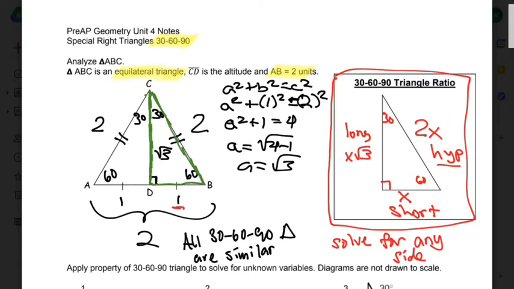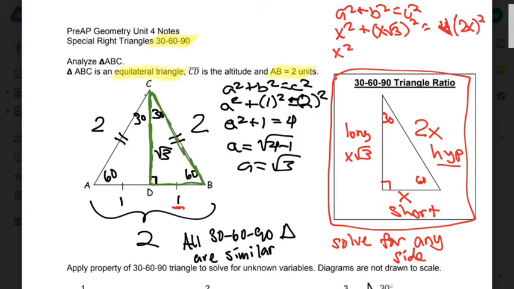And of course, if I plug each of these into the Pythagorean theorem, our x radical 3 and our 2x, they're actually going to equal each other, which I think is pretty neat. So I plug that in. So I got x squared plus x radical 3 squared equals 2x squared. If I solve this down, we get 4x squared equals 4x squared. We're going to see that those two equal each other. That's the neat thing about 30-60-90 triangles. But here's our ratio right here.